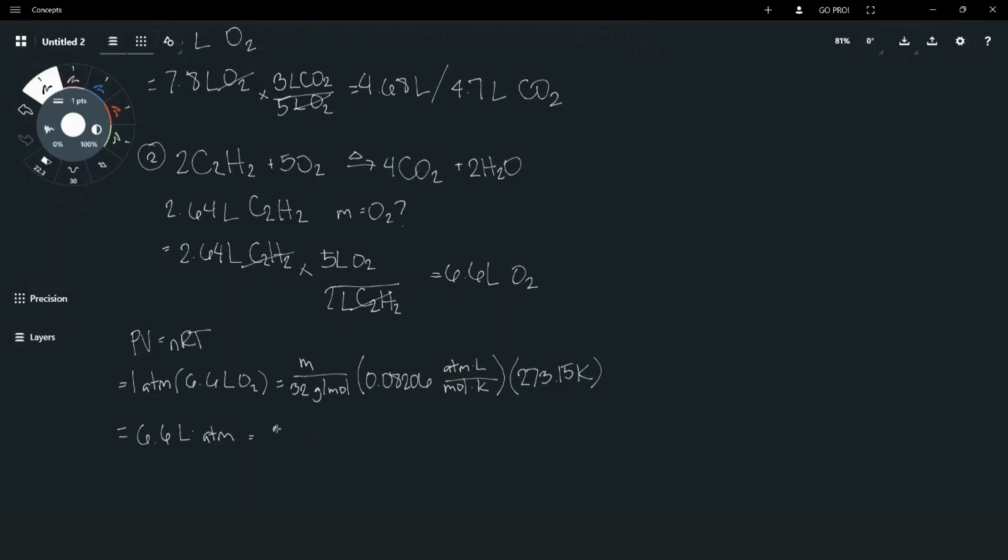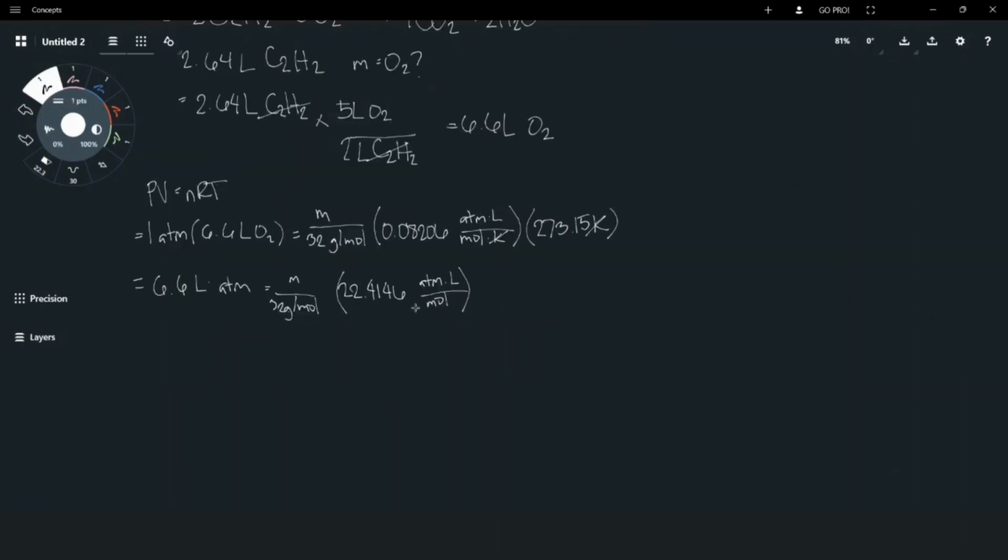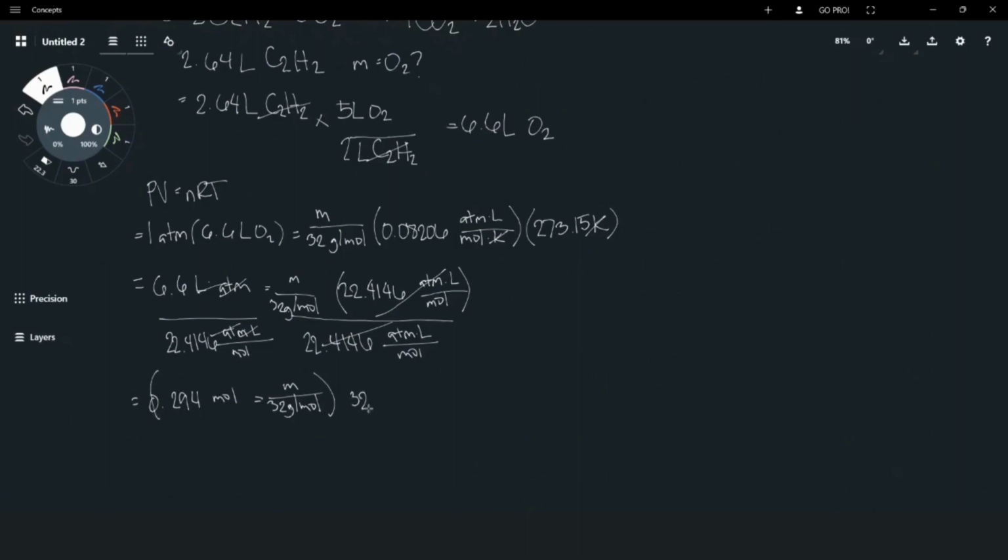Simplifying the equation, we have 6.6 liter atmosphere equals m over 32 grams per mole multiplied by 22.4146 atmosphere liter per mole, since we're able to cancel Kelvin. Now you can divide both sides by 22.4146. Canceling the units, you get the answer 0.294 moles equals m over 32 grams per mole. So you multiply both sides by 32 grams per mole and cancel, which gives you the final answer of mass equals 9.42 grams of oxygen gas.